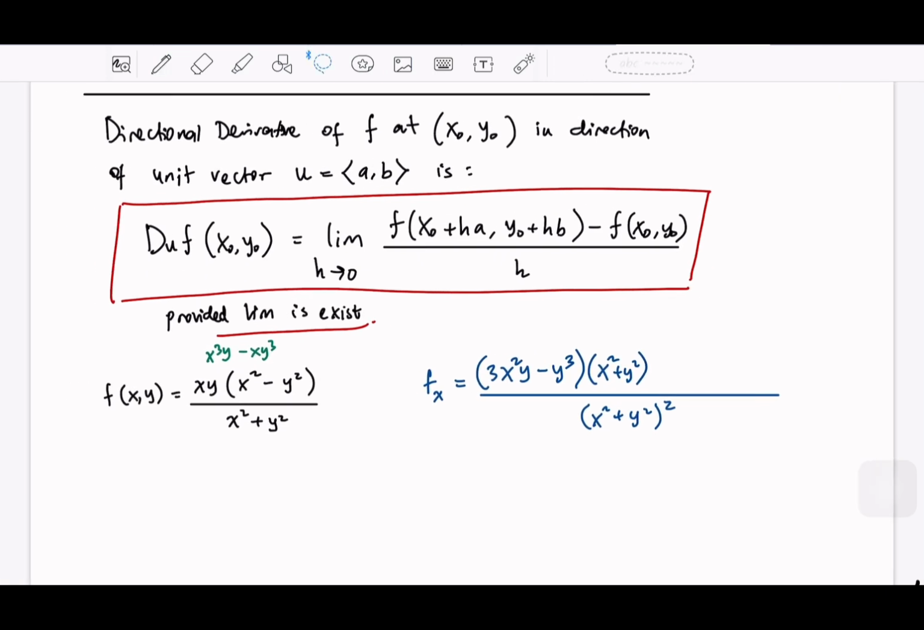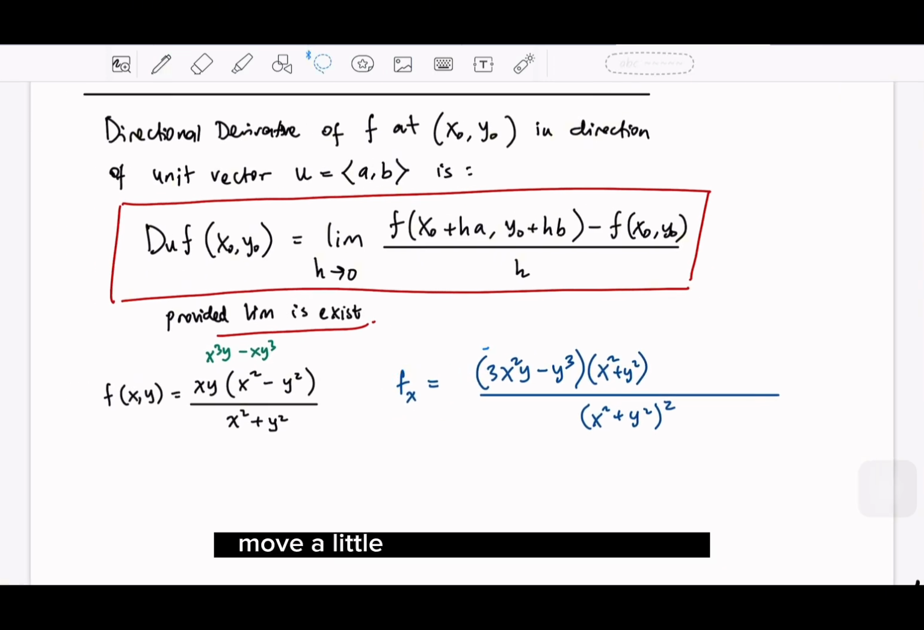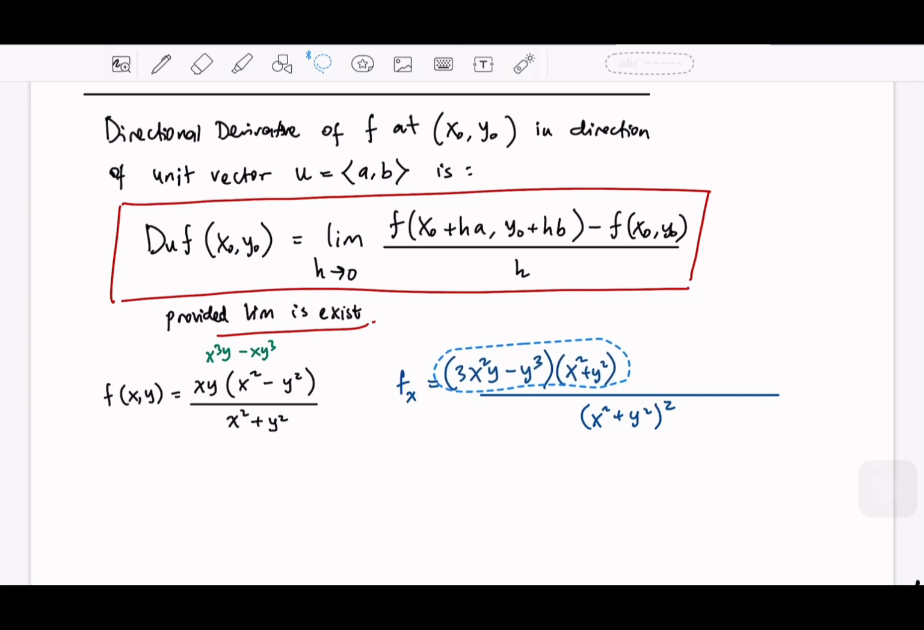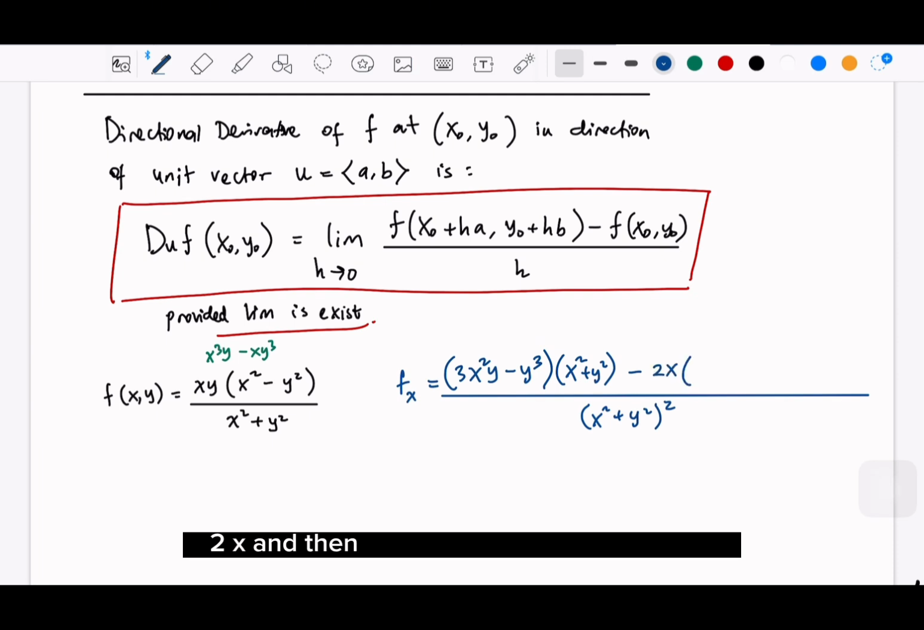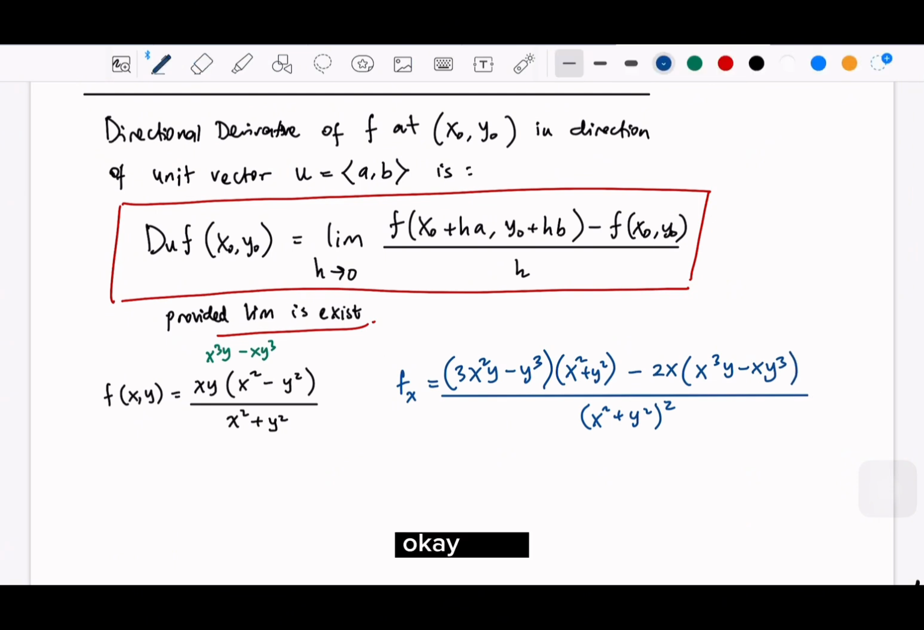Okay, I think I will move a little bit to the left for this part. Okay, and then minus 2x, and then x cubed y minus xy cubed. Oh, too long. Okay, right?